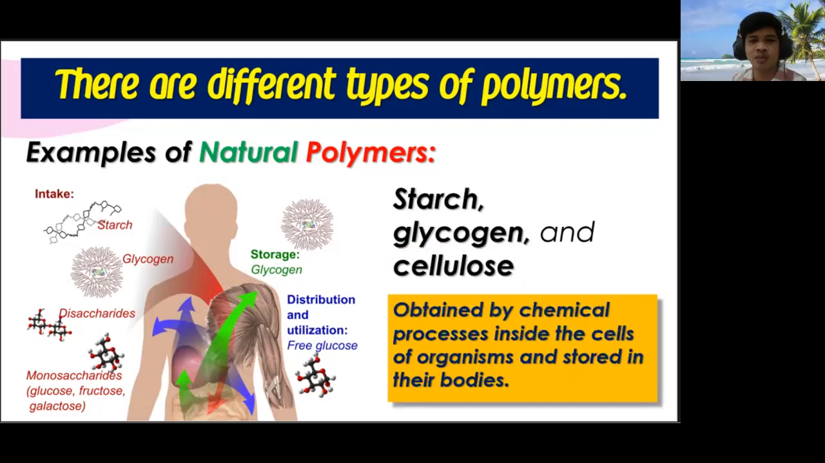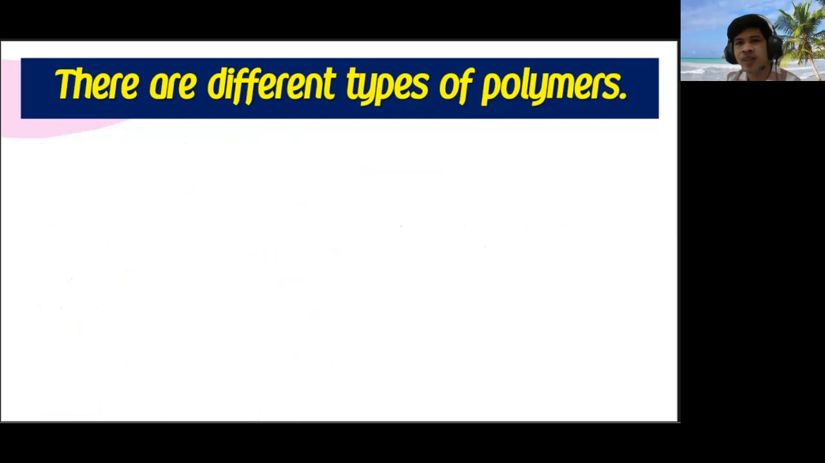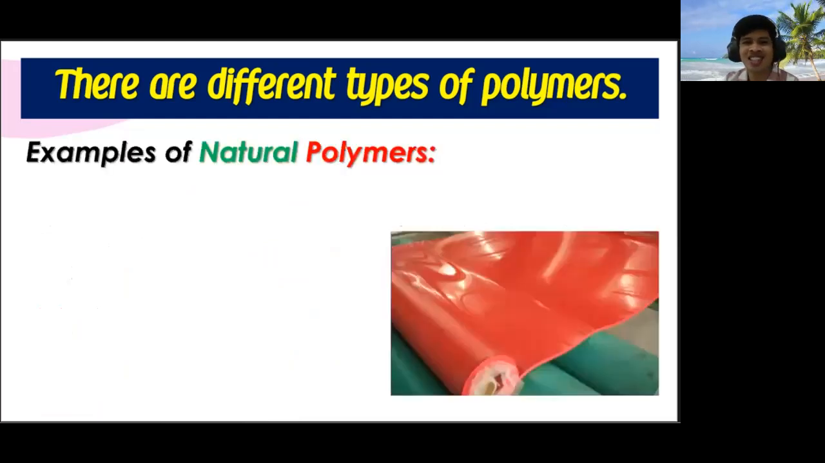Inside the cells of organisms, both plant and animals, and are stored inside the cells of their bodies, okay? Now, aside from these natural polymers inside the cells of organisms, we have this one. I think this is very common here in Thailand. Okay, what do you call this? This is a para rubber latex.